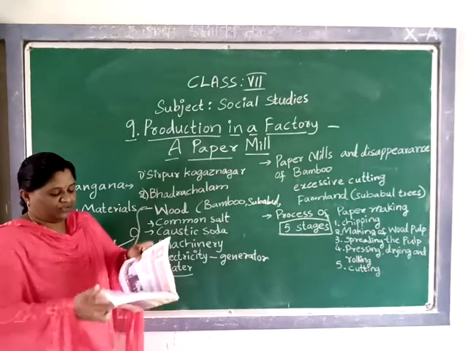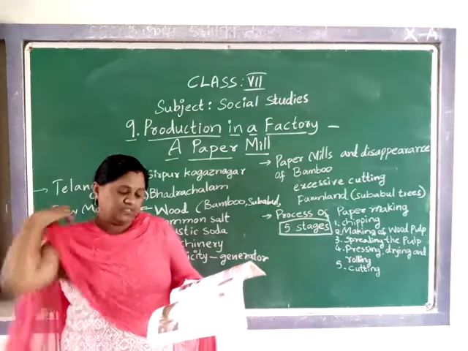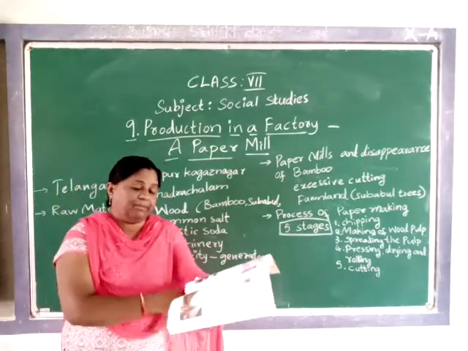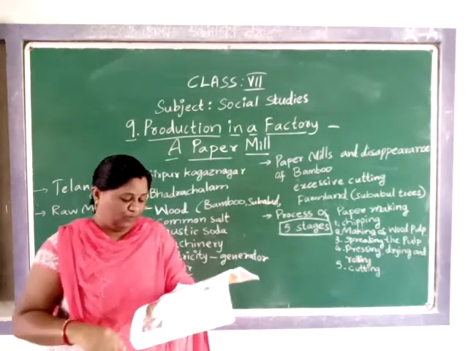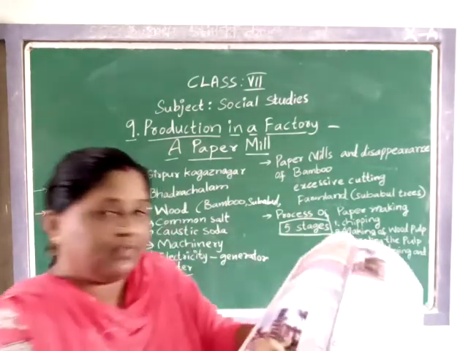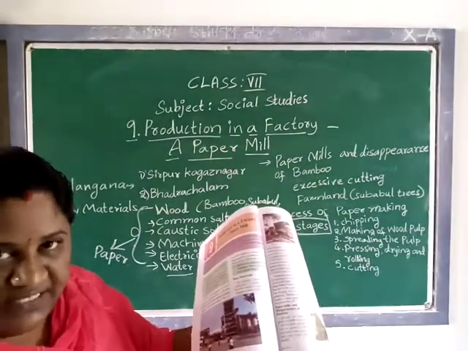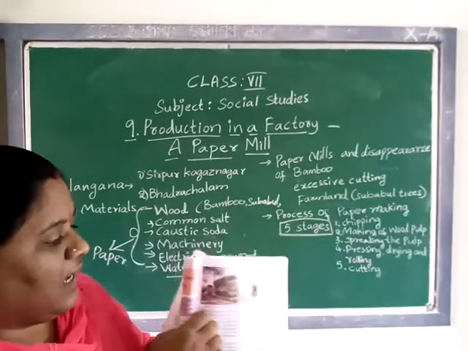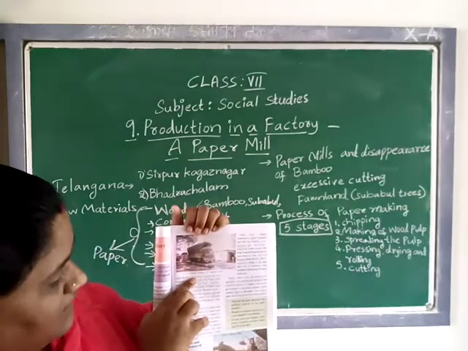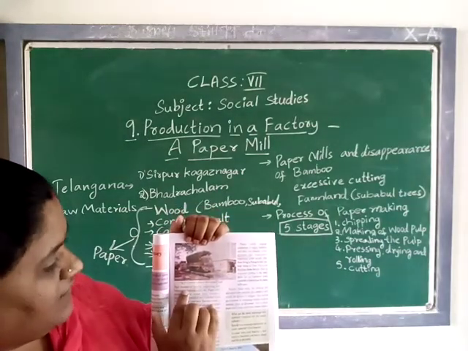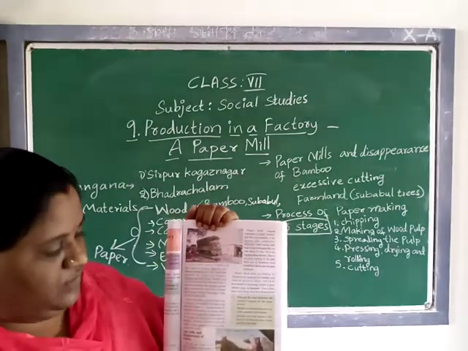If you look into the textbook, they have given some pictures of a paper mill. You can look at your figure 9.1, the factory from outside. This is a picture from a real factory. And see how the lorries are transporting the bamboo sticks to the factories. Here lorries are waiting with the bamboo loads.